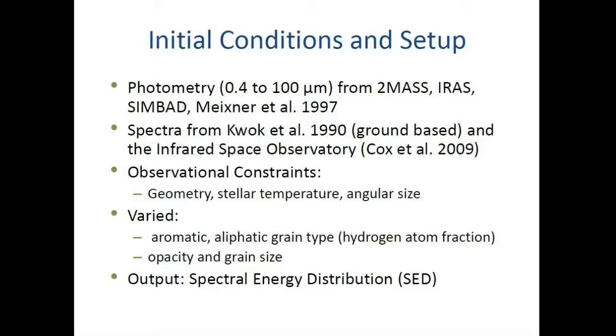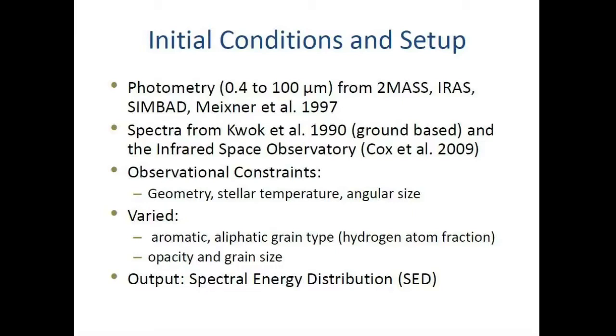Some of the parameters that were more constrained for my model were the dust geometry from observations, the stellar temperature from the spectral classification, and the angular size, also from observations. Parameters I varied more were aromatic to aliphatic grain type, opacity, and the dust grain size.